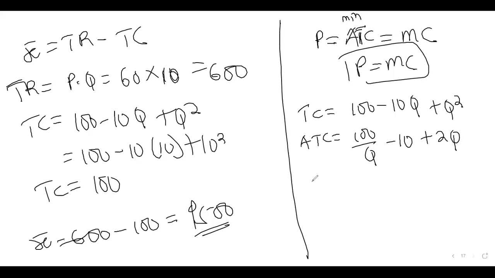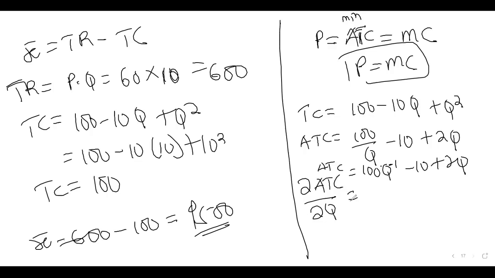How do we find the minimum of the average total cost? We will differentiate the average total cost with respect to quantity, and we equate it to 0, because anytime we want to find the minimum point of a curve, we will differentiate that curve and equate it to 0. All right, I can rewrite the average total cost as 100 Q raised to the power negative 1 minus 10 plus 2Q, because 100 over Q I can write as 100 Q raised to the power negative 1. So that the differentiation will be simpler for us.